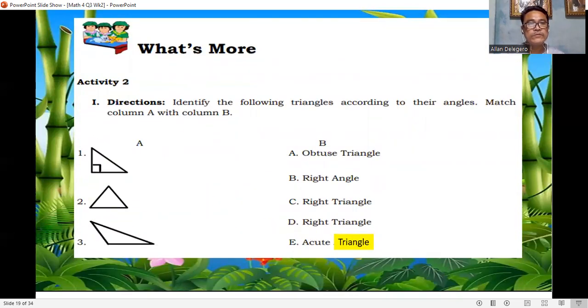Let's do activity 2. Identify the following triangles according to their angles. Match column A with column B. Okay. Figure number 1, figure number 2, and figure number 3.